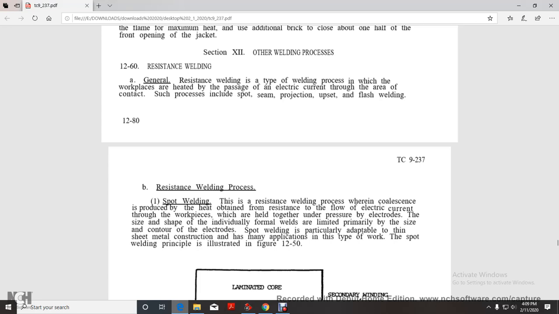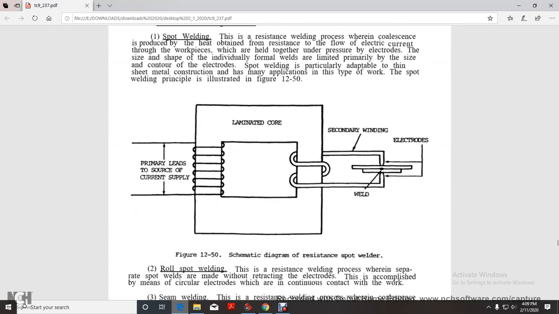Spot welding. Resistance welding in which coalescence is produced by the heat obtained from the resistance to the flow of electric current through the workpieces held together under pressure by electrodes. The size and shape of the individually formed welds are limited primarily to the size and contour of the electrode. Spot welding is particularly adaptable to thin sheet metal construction. It has many applications. The type of work and spot welding principle are illustrated in Figure 12-50: primary lead for the current supply, laminated core, secondary winding, electrodes, and weld.